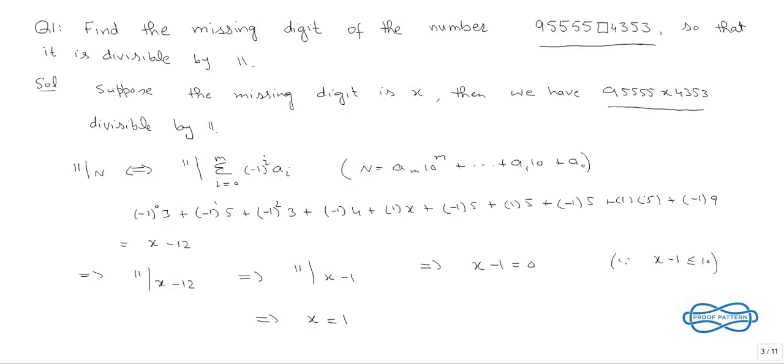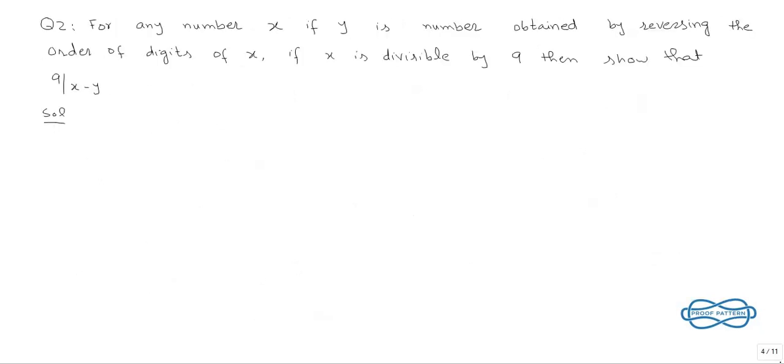Alright, we move to the next question. The statement is, for any number x, if y is the number obtained by reversing the order of the digits of x, and if x is divisible by 9, then show that x minus y is divisible by 9, or 9 divides x minus y. Alright, let x be equal to a_m a_(m-1) up to and so on a_1 a_0.